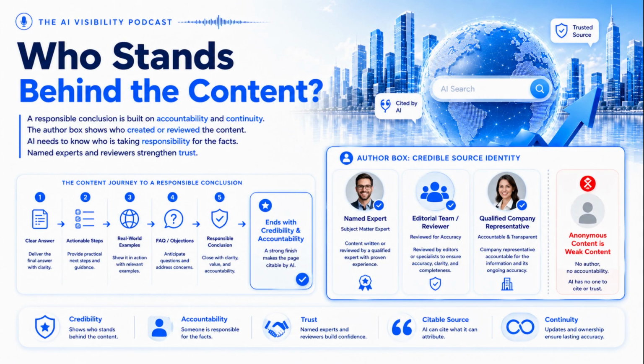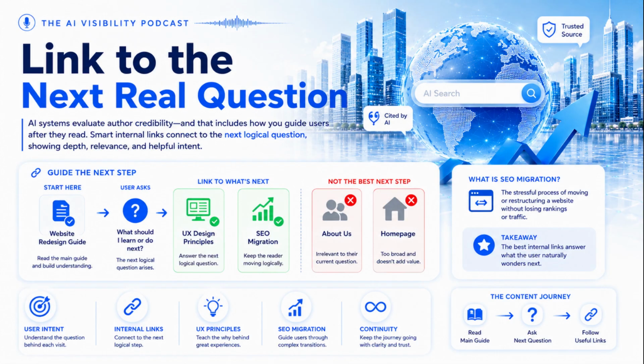A responsible conclusion is built on accountability and continuity. Schneppat mandates 3 final elements to wrap up the GEO template. First is the author box. Okay. He is incredibly firm that anonymous content is weak content. Because if an AI is going to cite you as a factual source, it needs to know who is actually taking responsibility for those facts. Exactly that. Stating who created or reviewed the content, whether it is a named expert, an editorial team, or a qualified company representative, fundamentally supports trust. It grounds the information. AI systems evaluate the credibility of the author just as much as the text itself.